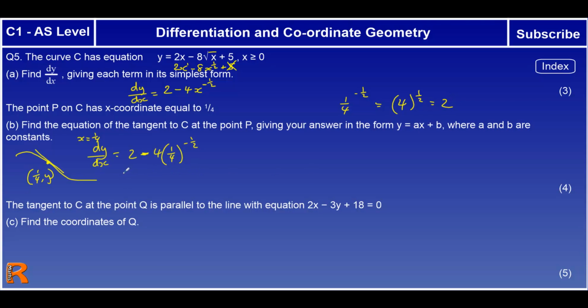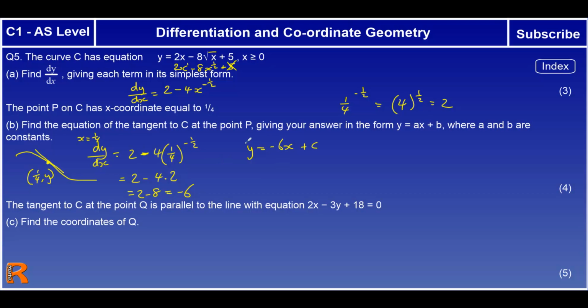So, oh, and then you've got times that by 4. So we've got 2 times 2 minus 4 times this thing, which is 2. So we've got 2 minus 8, which is minus 6. So the gradient is minus 6. So y equals minus 6x plus a constant.